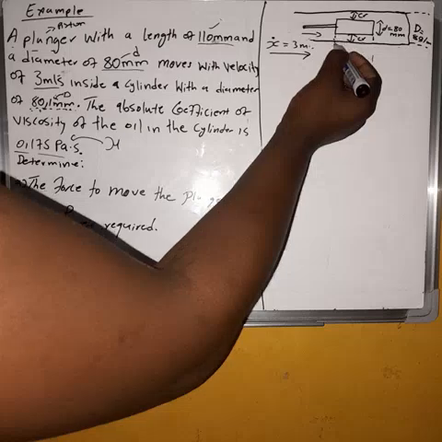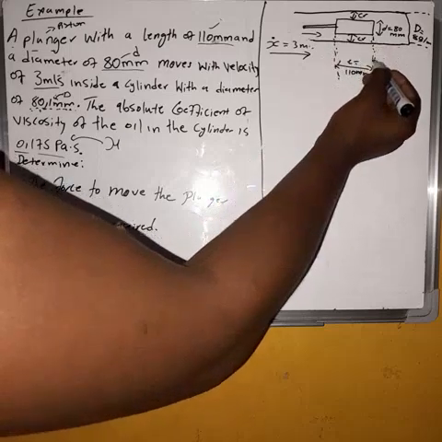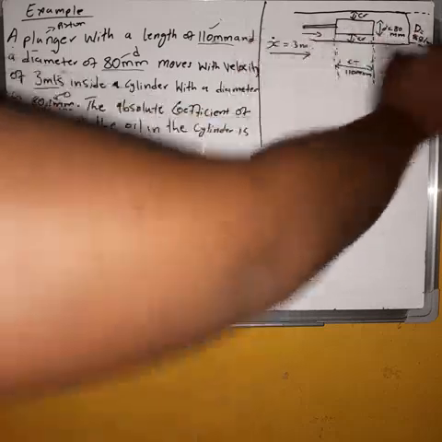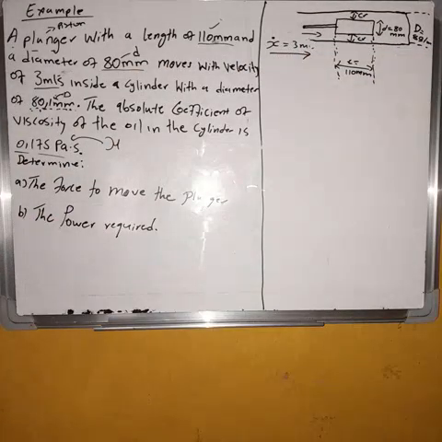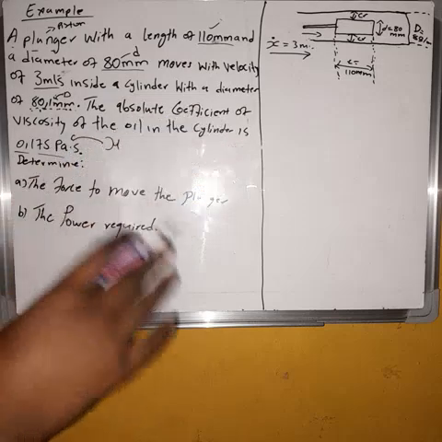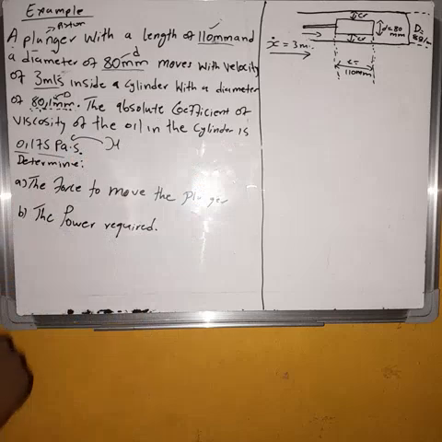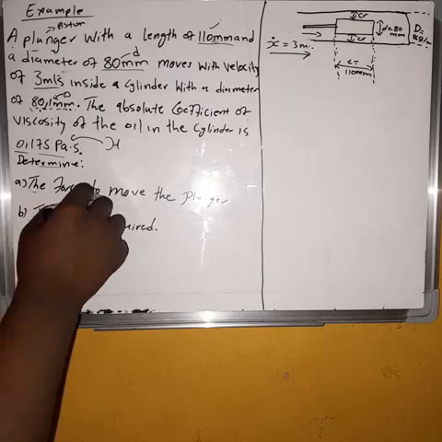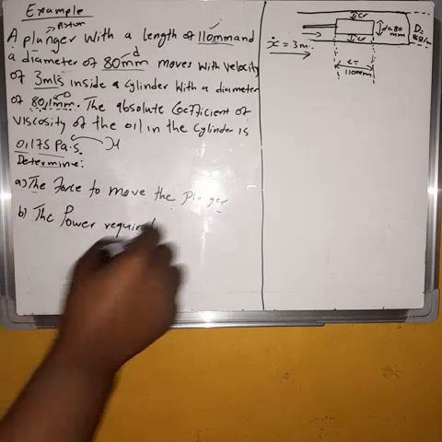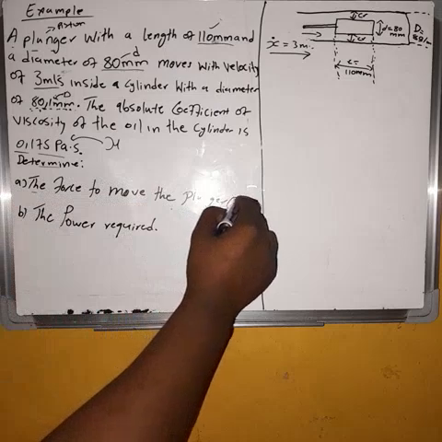This is the length of the piston; we don't deal with the length of the cylinder for now. We are not focusing on that. Now we have all of our information here. The question says, determine the force to move the plunger. Which force? They want F.